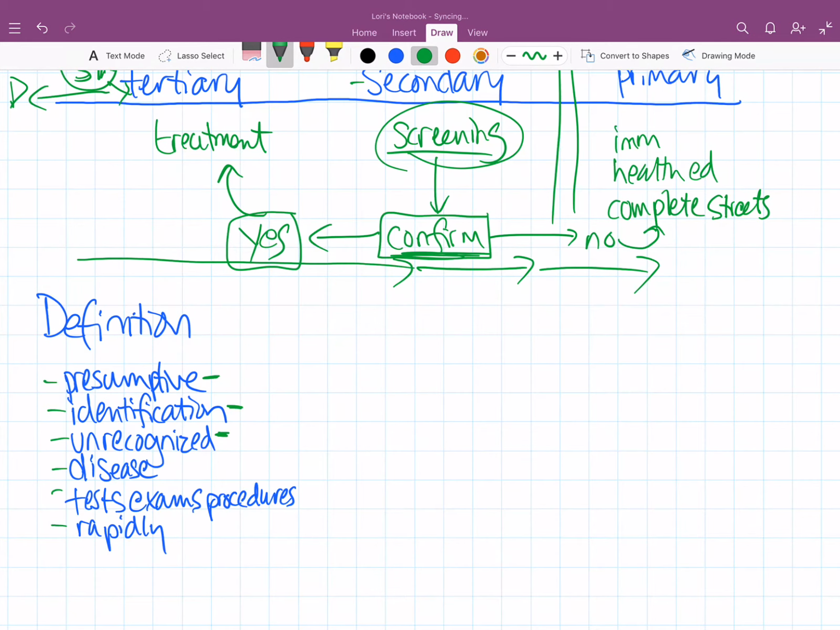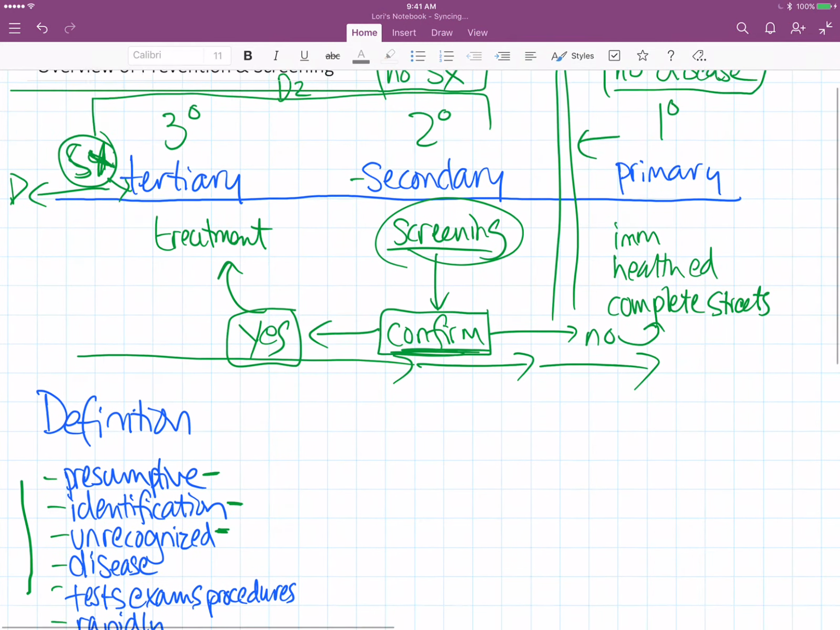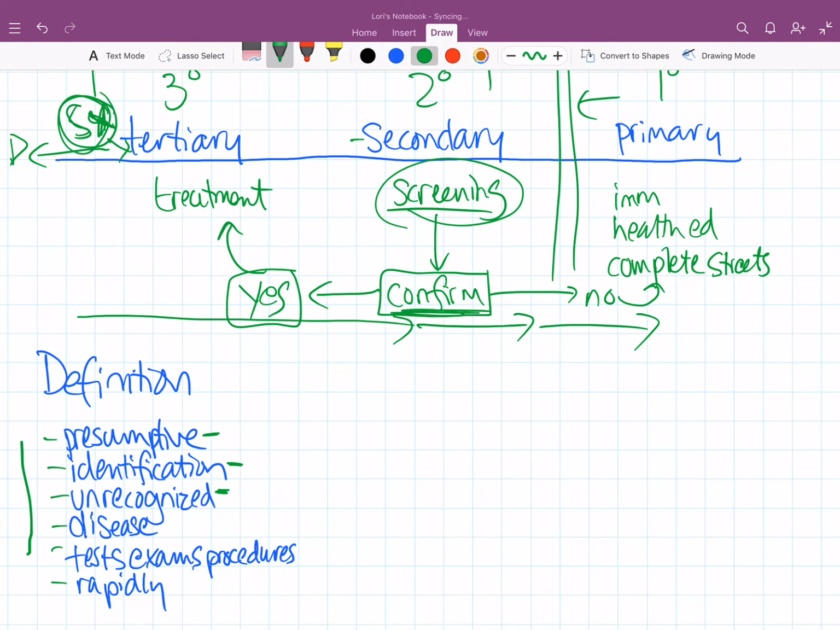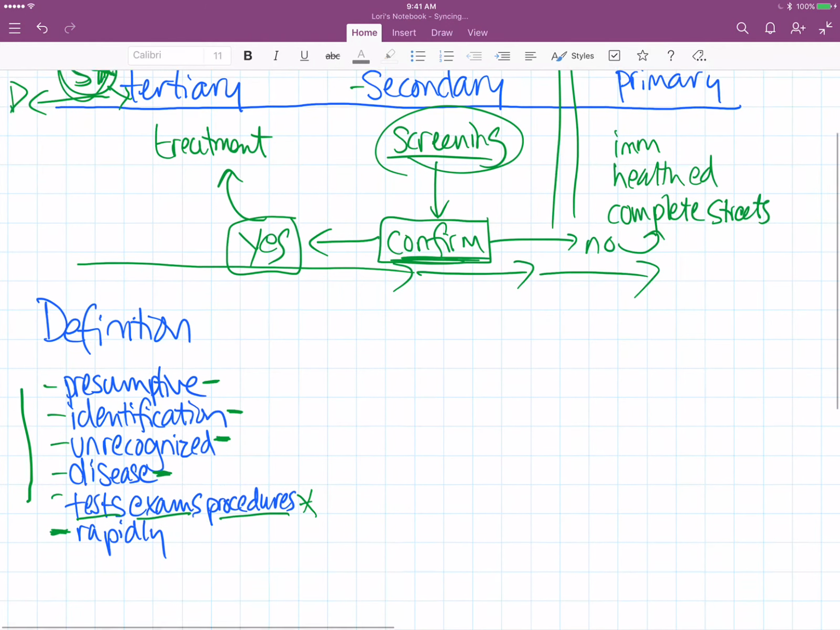And so these people don't have symptoms at all. If they had symptoms, then we would already be treating them. We would be diagnosing and treating them if they were symptomatic. So this is unrecognized, and the disease needs to be specified, what we're after. And here's the specific part of the screening, is that we have some kind of a test, some kind of an exam, some kind of a procedure where we can find that disease process in its early stages. And the whole idea of it being able to be applied rapidly is pretty important.